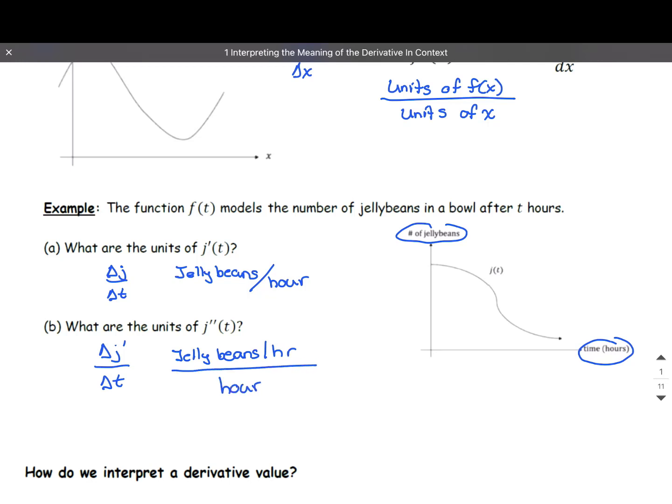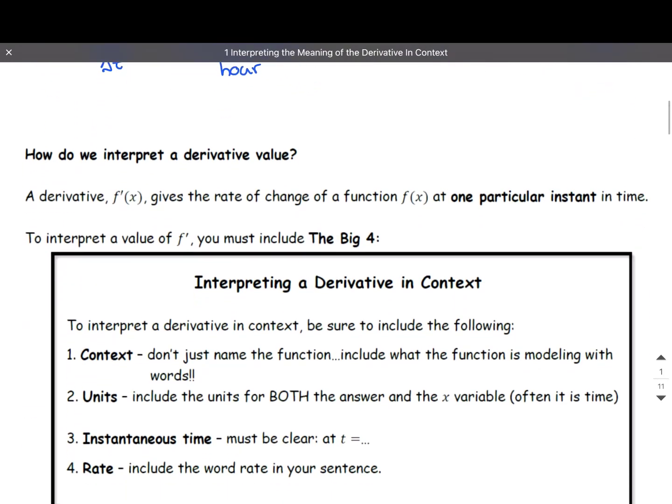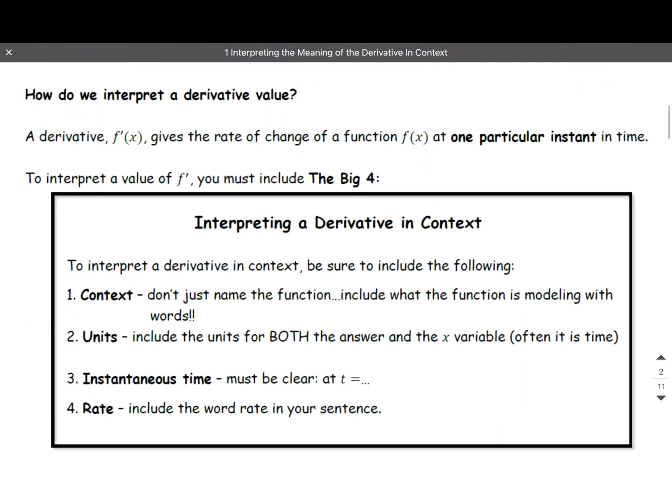Okay, there we go. So now how do we interpret a derivative value? A derivative f prime of x gives the rate of change of f of x at one particular instant in time. And to interpret a value of f prime, you must include the big four.